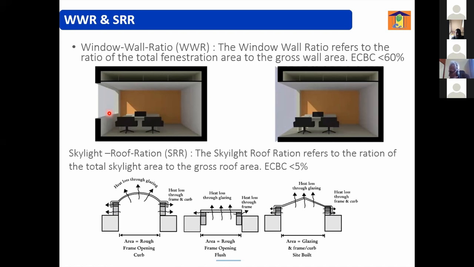And these skylights are basically defined as closed environments. So if you are air conditioning these environments, or if you are having a naturally ventilated courtyard, that's the best thing to have in the Indian architectural climate, basically.